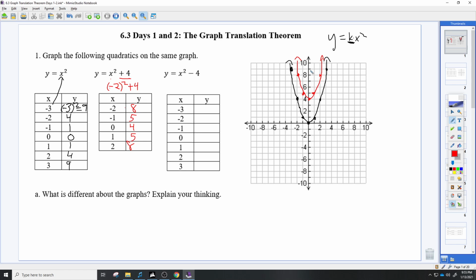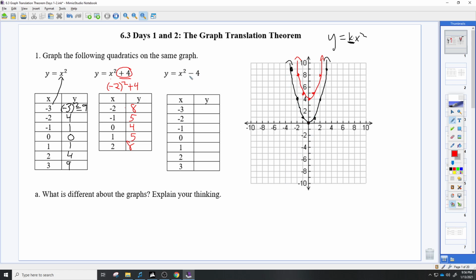So you should notice what happened when we put a +4 at the end. How does that change things? What happened to this graph? The original graph is the black one. We put a +4. What happened to it? Hopefully you noticed that it shifted up. Specifically, it shifted up from this 0, 0. It moved it all the way up to 0, 4, because we added 4.